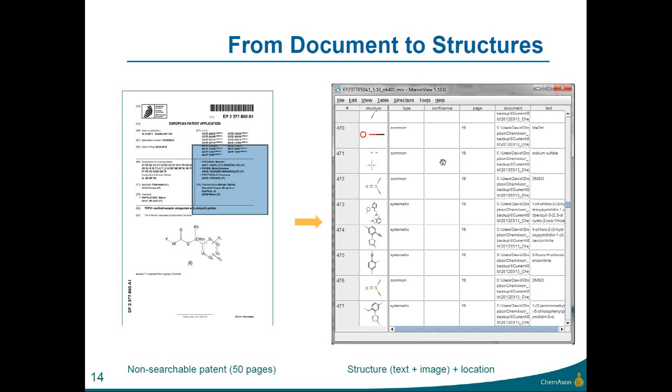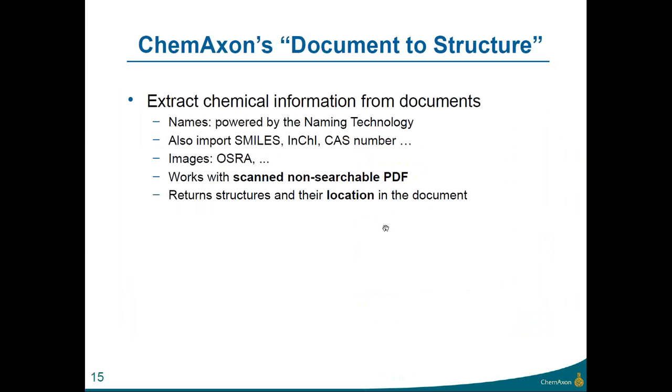The exact metadata depends on the format. So the confidence will be used for image to structure conversion. But some are always there, so the type is always there, the structure obviously, in the document. So it uses name to structure internally, but it converts not only names but also SMILES, InChIs, CAS numbers optionally, images, an image of a structure, also optionally using OSRA.